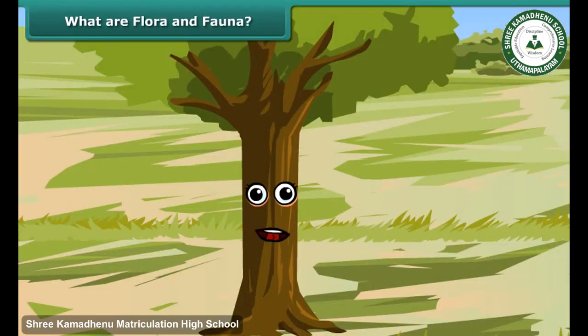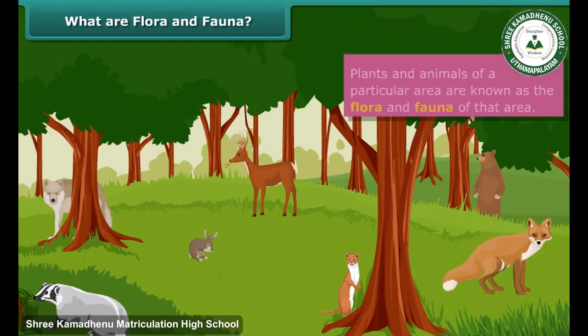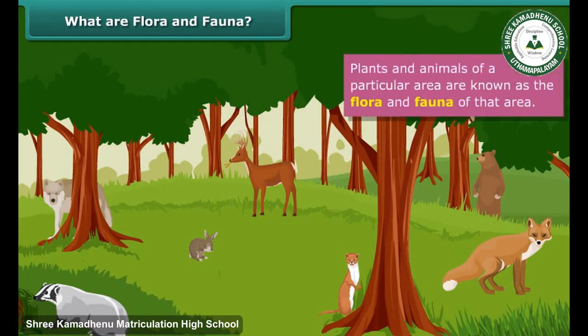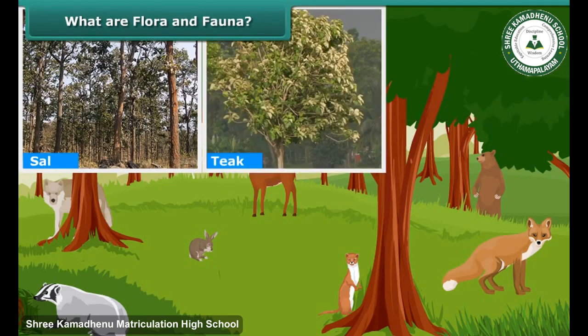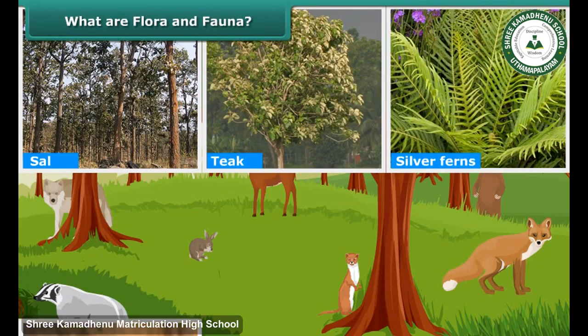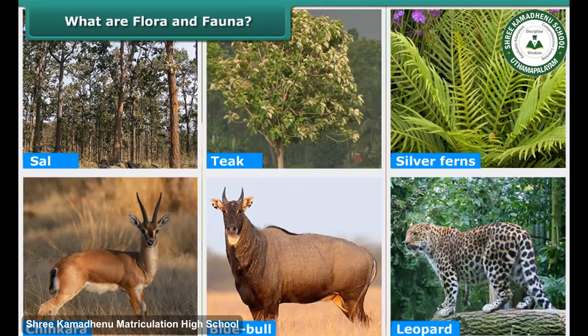Students, you must have observed that some animals and plants typically belong to a particular area. Plants and animals of a particular area are known as the flora and fauna of that area. For example, sal, teak, silver ferns, etc. are the flora and blue bull, leopard, etc. are the fauna of the Pachmarhi Biosphere Reserve.